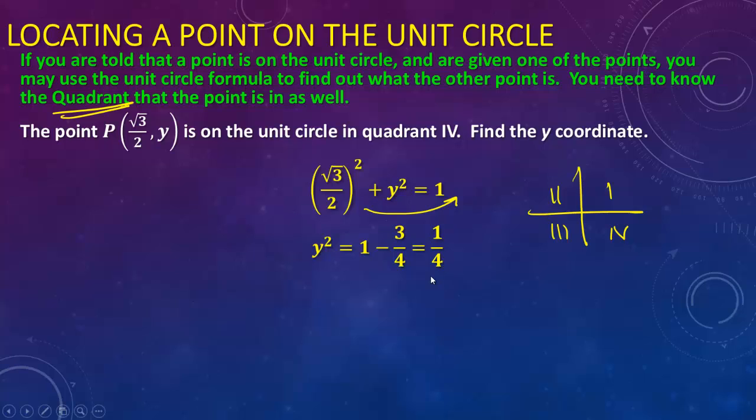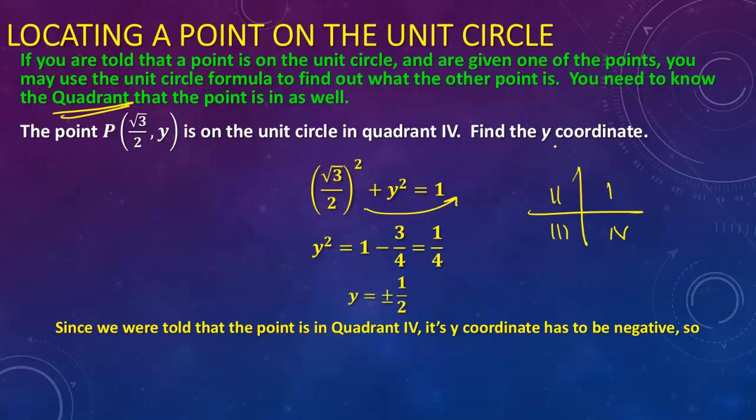Okay, so if y squared equals 1/4, y equals plus or minus 1/2. Now, so we have two possible answers. We have to narrow it down. Since we're told it's in quadrant 4, we know the y coordinate has to be negative. So y equals negative 1/2.